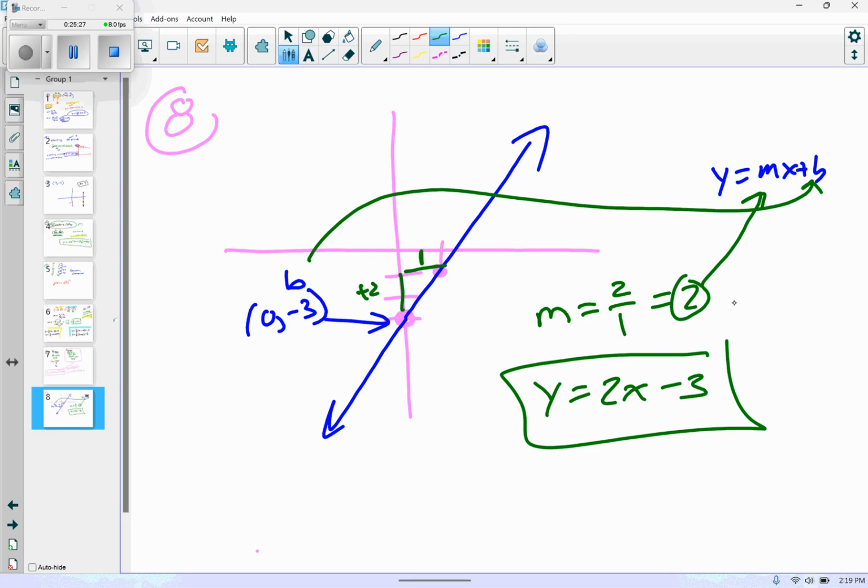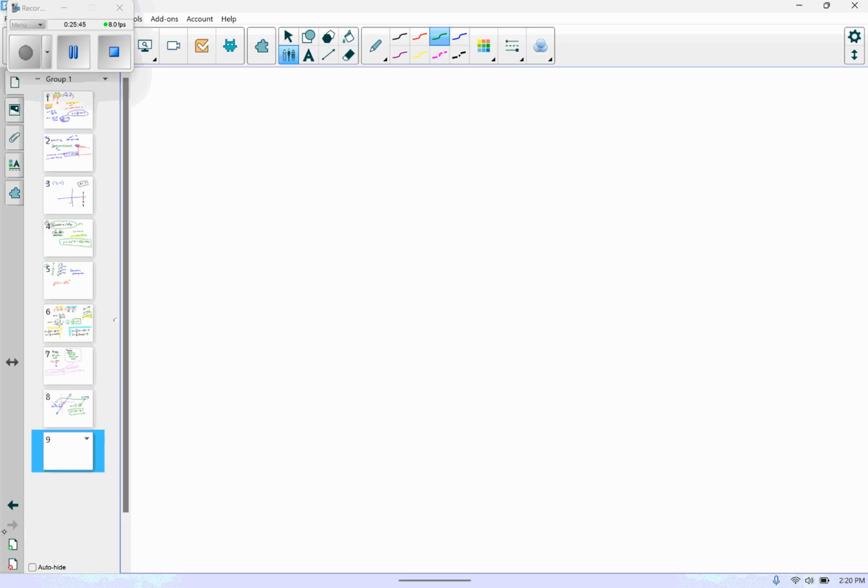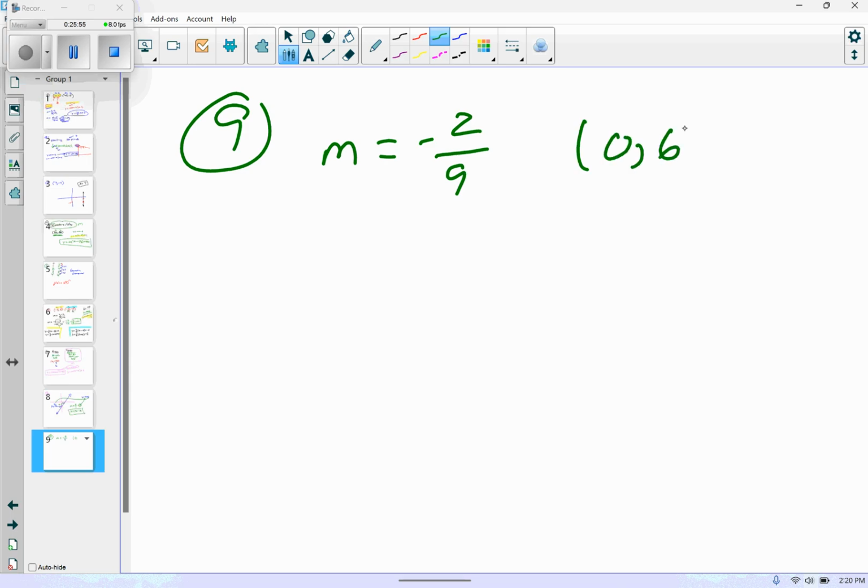All right. Hey, friends, number 9 up here. There's something special anyone sees about number 9. What's special about number 9, my friends? I have a fraction, okay. What else is special about number 9? A 0 where? In the x spot. So what does my slope say? Negative 2 over 9.